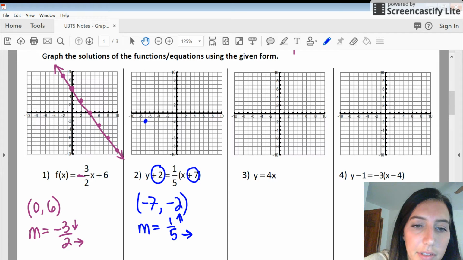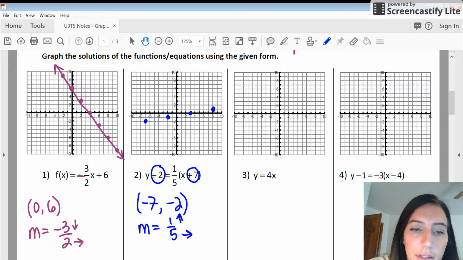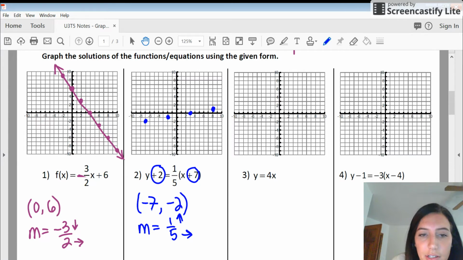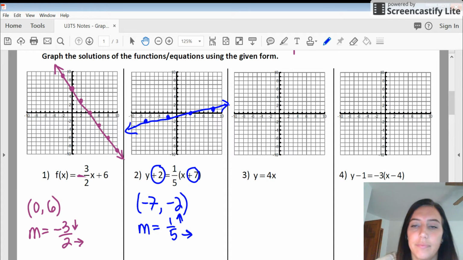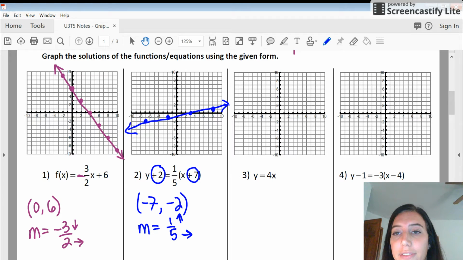1, 2, 3, 4, 5, and I continue that pattern. Up 1, right 5. Again, up 1, right 1, 2, 3, 4, 5. And that looks like that's all I can fit on this graph, so I connect my points to form the line. Let's try a few more.